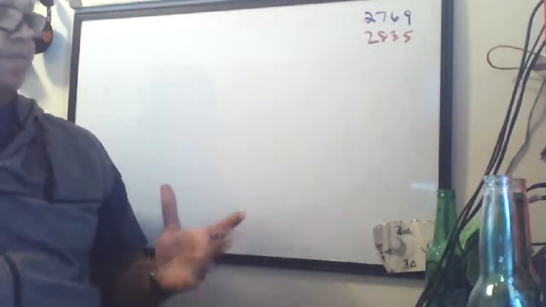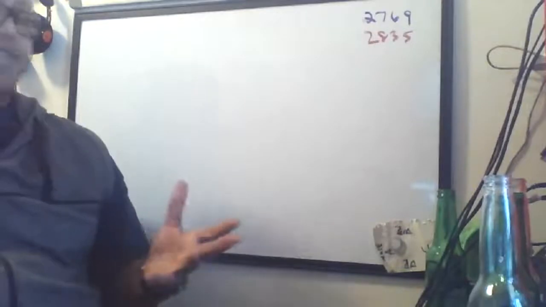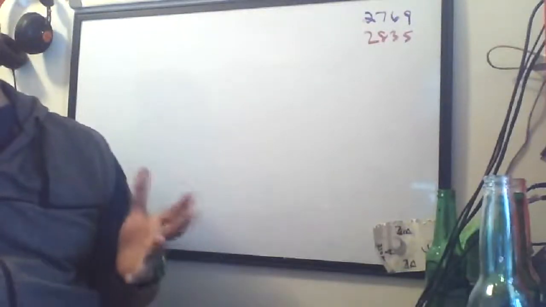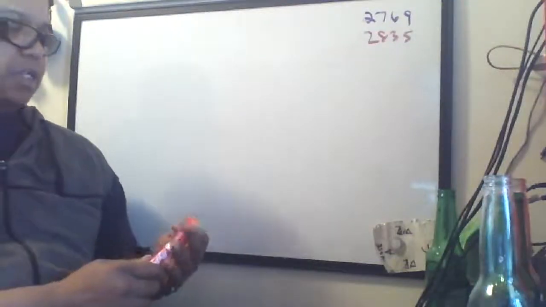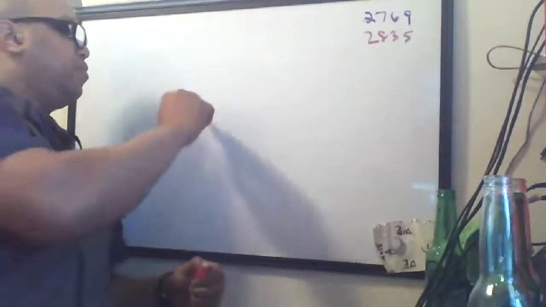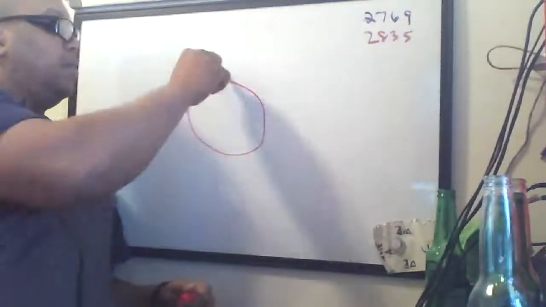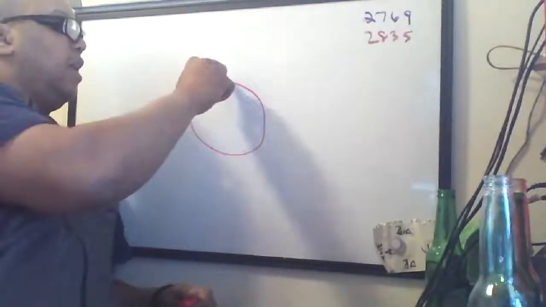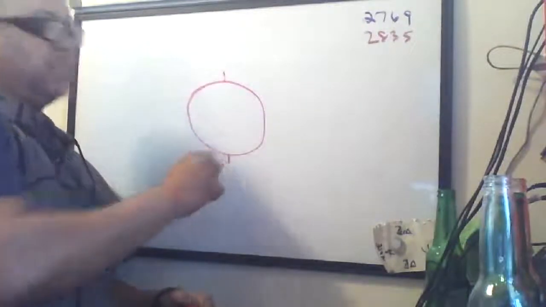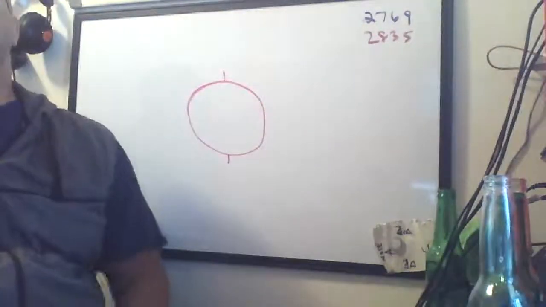Okay, so what you've seen is the geographic line. Let's talk about that first. The geographic North Pole. Here's our planet, and you have the North Pole and you have the South Pole. Correct.